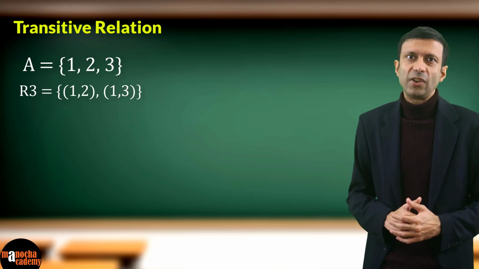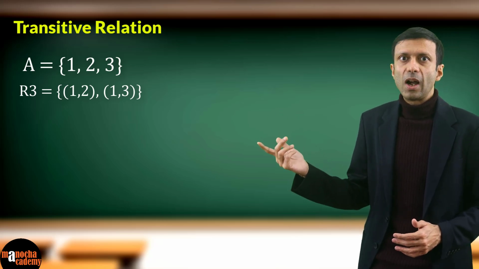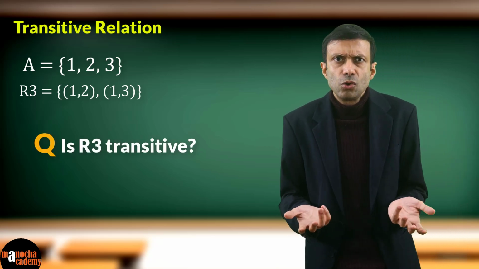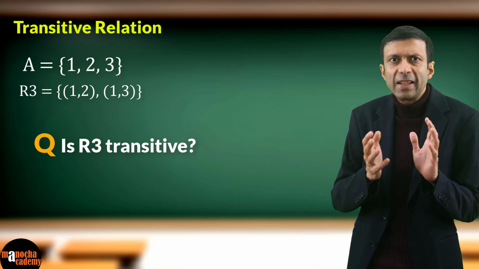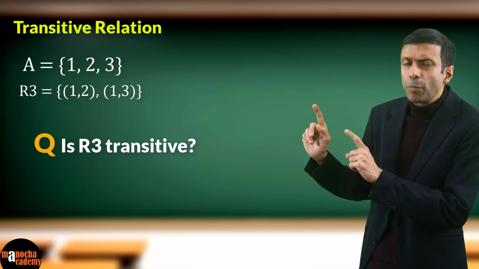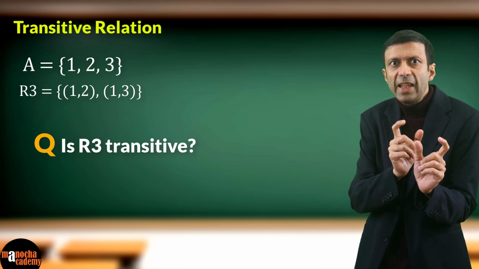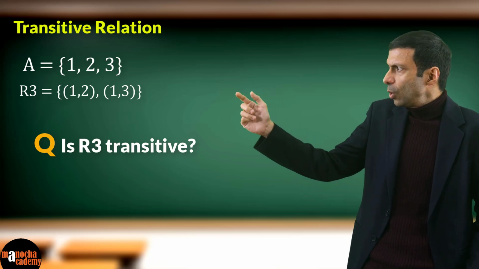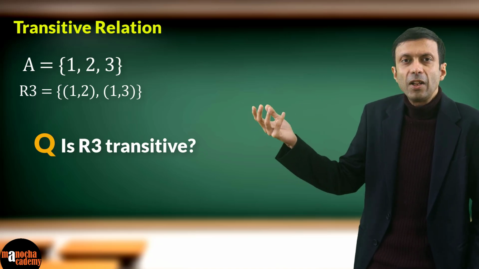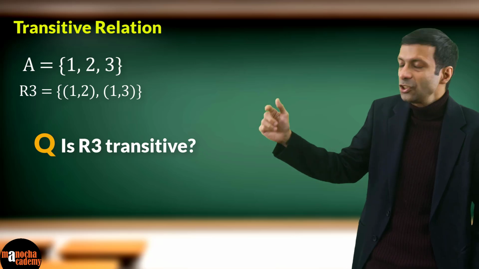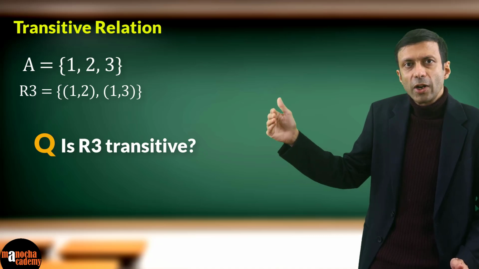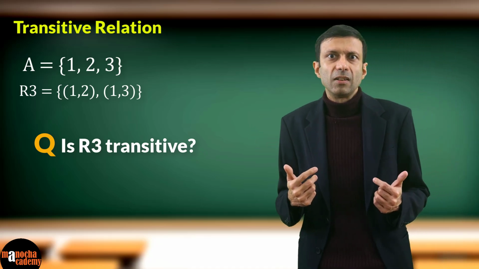Let's say I give you this R3, which contains (1, 2) and (1, 3). Now, is this transitive? You'll say it's not transitive because it is not having that (A, B), (B, C), which implies that there should be (A, C). Because what is the problem here? You don't have those kind of (A, B) and (B, C), right? Because you have a (1, 2), but there is no other ordered pair having 2 in the beginning. So 1 is related to 2, but 2 is not related to anything. Similarly, 1 is related to 3, (1, 3) is there, but 3 is not related to anything.